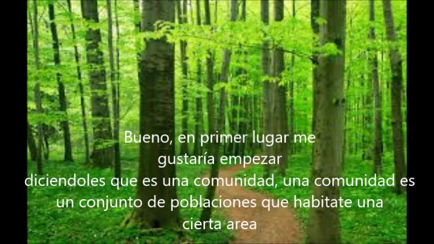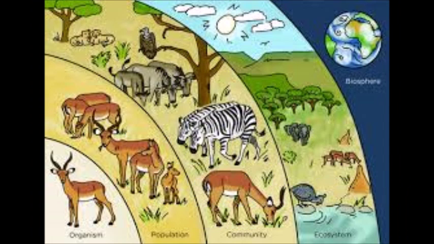Well, first of all, I would like to start by telling you what a community is. A community is a set of populations that inhabit a certain area. And an ecosystem is a higher level of organization, the community plus its physical environment.